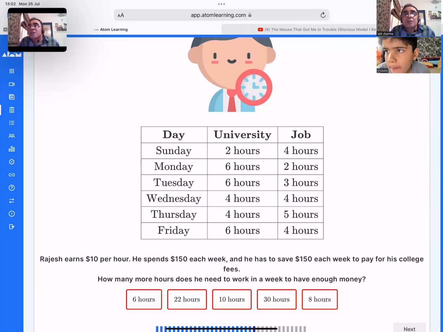So that means he needs $300 each week. Minimum. So let me just see how many more hours he has to work. If he's working a job, he's earning only for the hours he's working, $10 per hour. That means how much is he earning on Sunday, how much on Monday? We calculate for the entire week how much he's earning. So how many hours is he working for an entire week? His job hours are how much in a week?